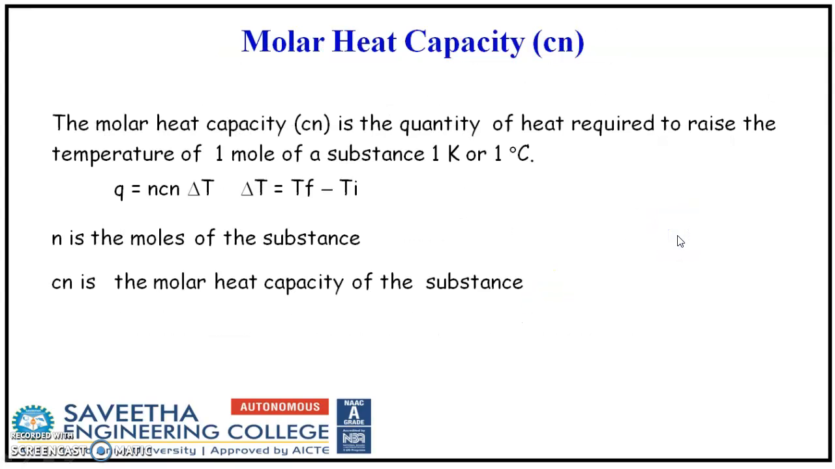Molar heat capacity is denoted by the symbol Cn, and it is defined as the quantity of heat required to raise the temperature of 1 mole of a substance by 1 Kelvin or 1 degree Celsius. Here, Q is equal to n into Cn into delta T. Here also delta T is equal to final temperature minus initial temperature, where n is the moles of the substance and Cn is the molar heat capacity of the substance.